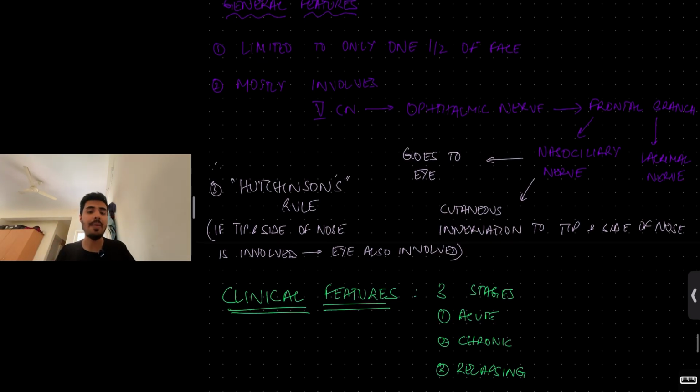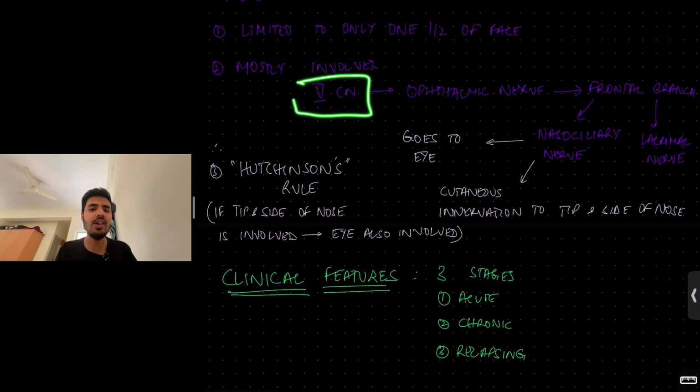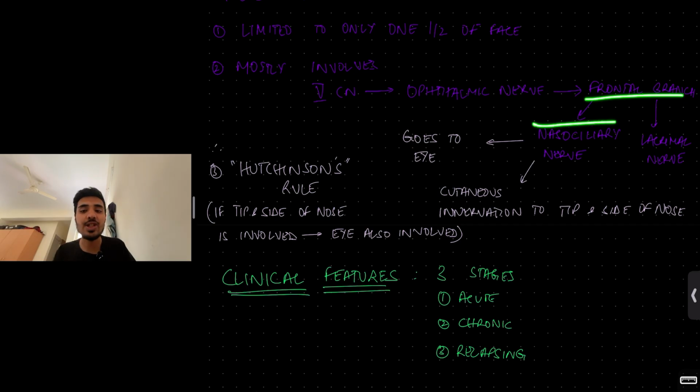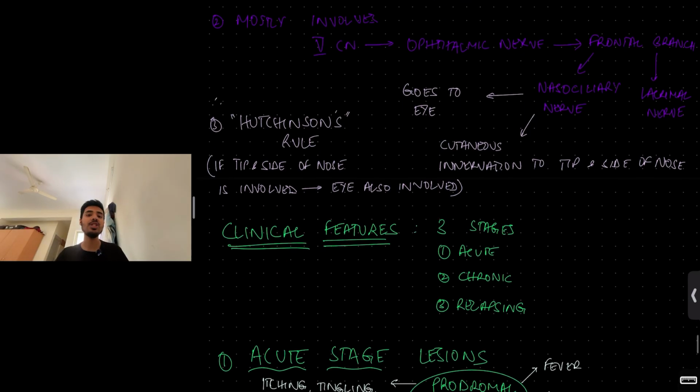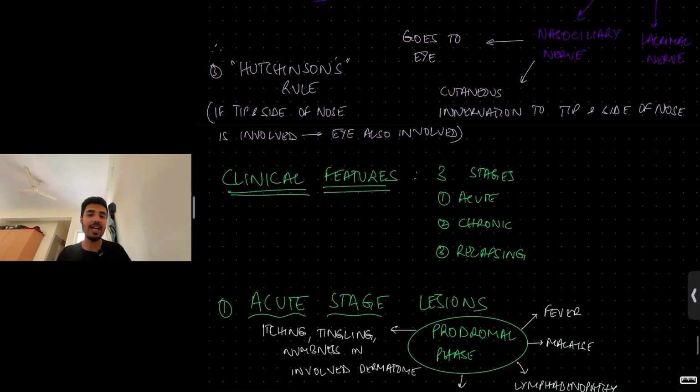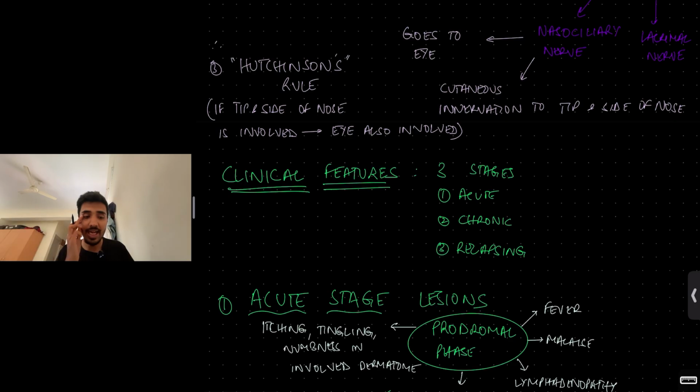Then, as I said, it mostly involves the fifth cranial nerve, the trigeminal ganglion. Under that also, the ophthalmic division of the trigeminal nerve. Under that also, the frontal branches, the nasociliary nerve and the lacrimal nerve. This nasociliary nerve is important. Why is that important? Because the nasociliary nerve supplies the eye. When it supplies the eye, it also supplies the nose, the tip of the nose and the lateral side of the nose.